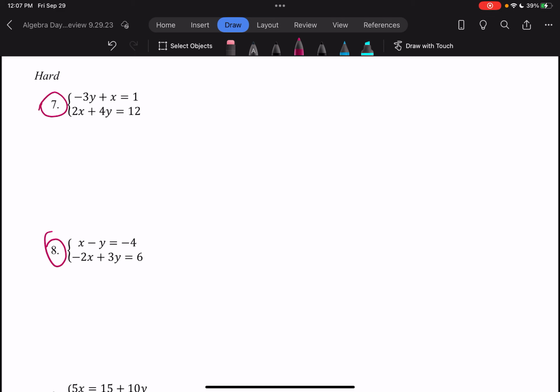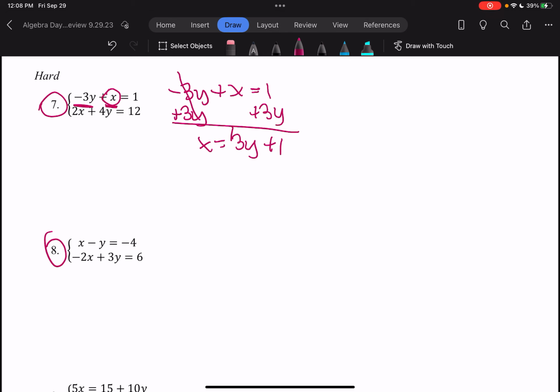All right, so for number 7, when I look at this, I see that I have a negative 3y and I have an x without a coefficient, meaning there's nothing in front of the x. And so this looks like the easiest thing for me to solve for. So I have negative 3y plus x equals 1. I'm going to add 3y to both sides, and I will end up with x equals 3y plus 1. So now this is what I'm going to put my parentheses around, because in this equation, I'm going to substitute that. So 2 times (3y plus 1) plus 4y equals 12.